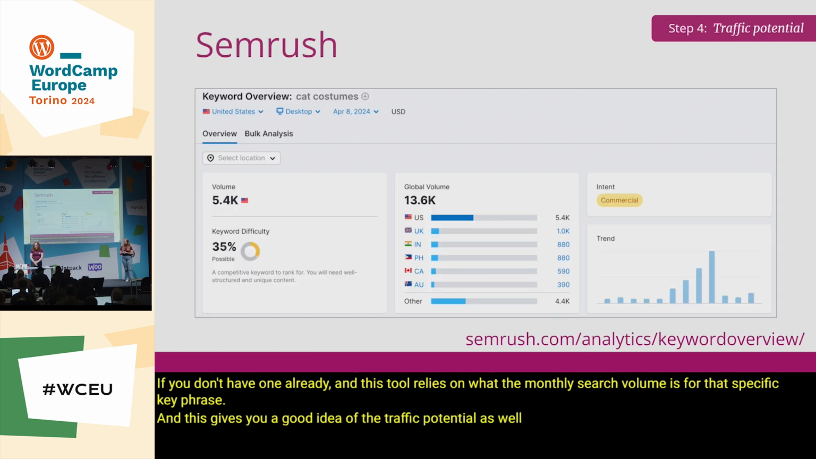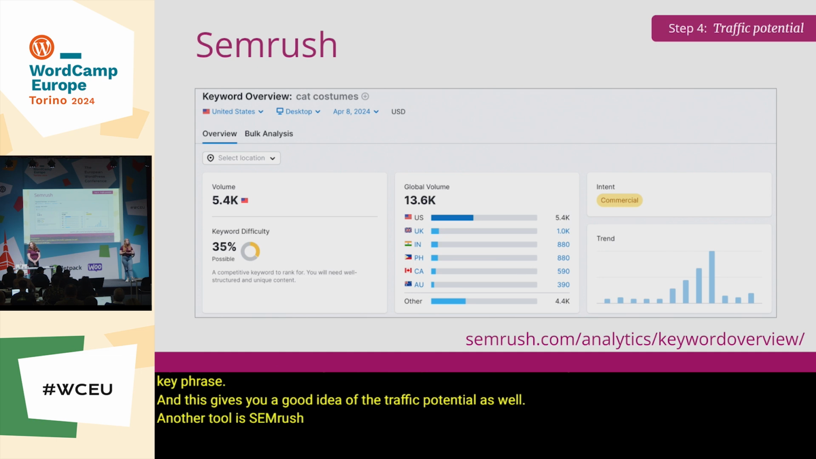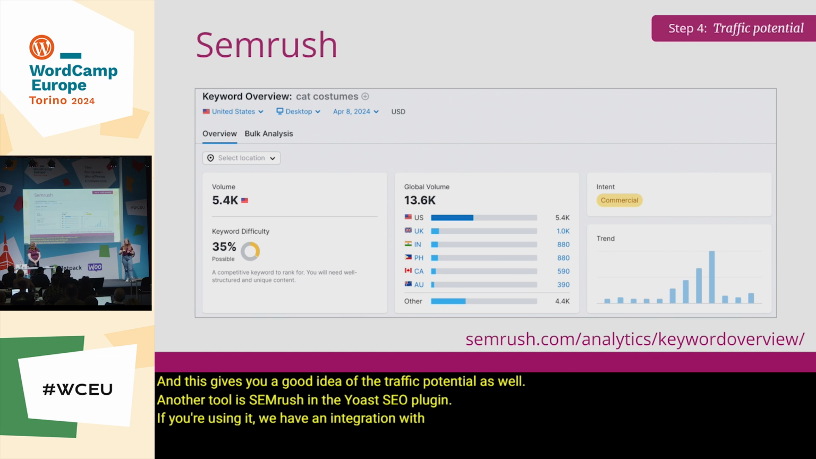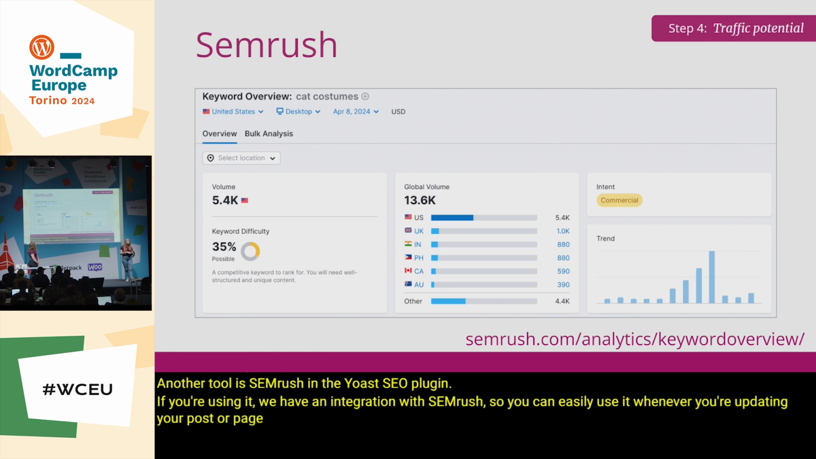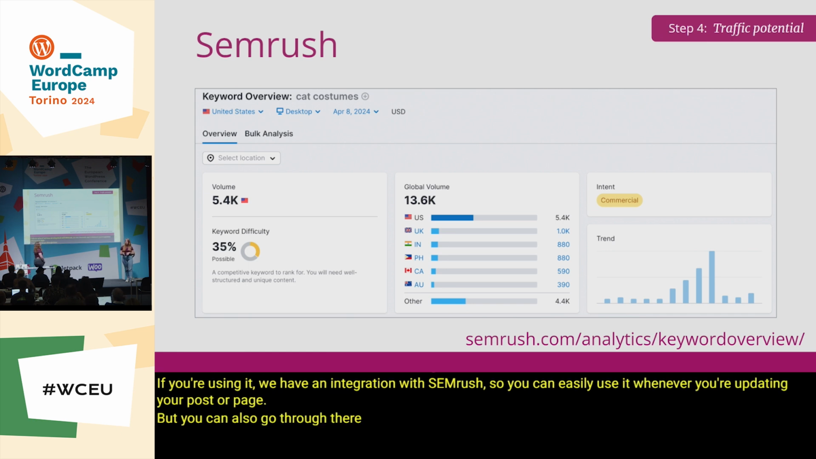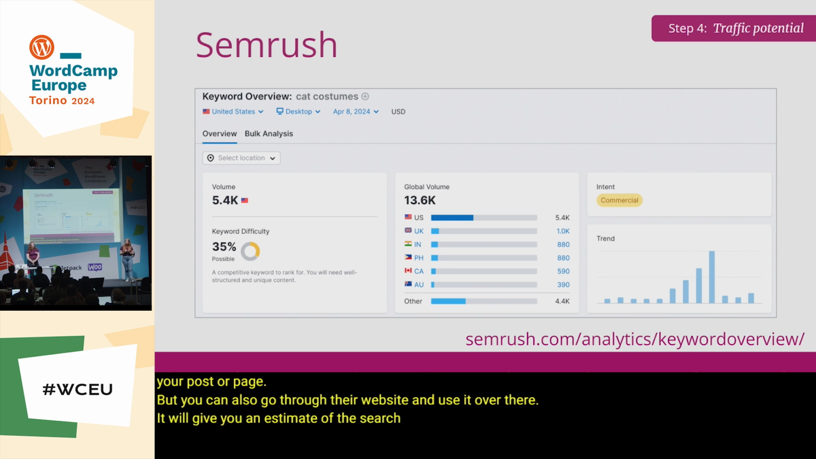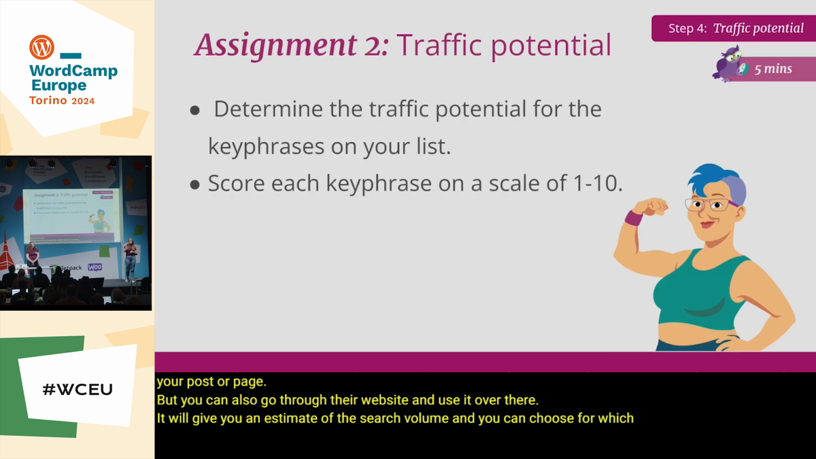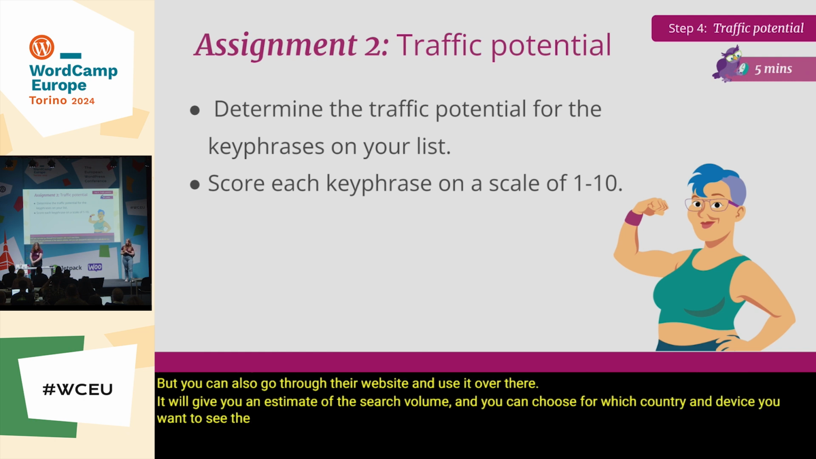Another tool is SEMrush. In the Yoast SEO plugin, if you're using it, we have an integration with SEMrush, so you can easily use it whenever you're updating your post or page. But you can also go through their website and use it over there. It will give you an estimate of the search volume, and you can choose for which country and device you want to see the search volume.